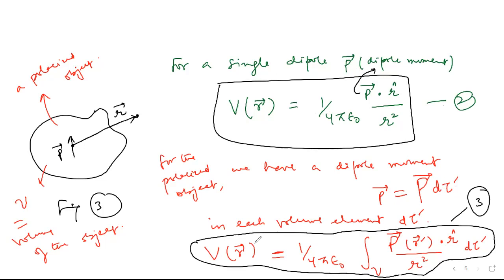So if we have to find the potential at point R due to the whole object, what we did, we found first the potential at the given point due to a single volume element d tau prime, that is without this integral, 1 by 4 pi epsilon naught capital P, which is polarization, dotted with the unit vector over R square. Then we integrate over the whole volume italic V. This gives us the potential at this particular point due to the whole polarized object.